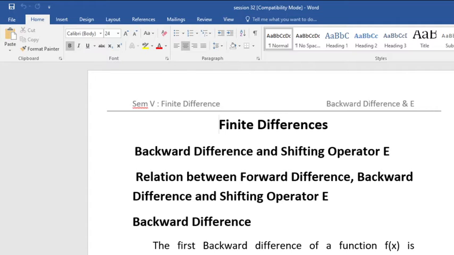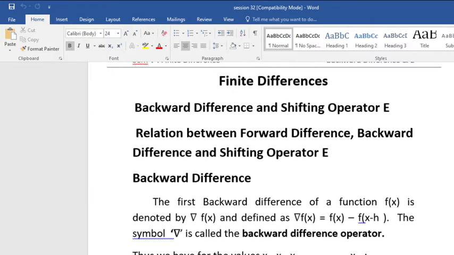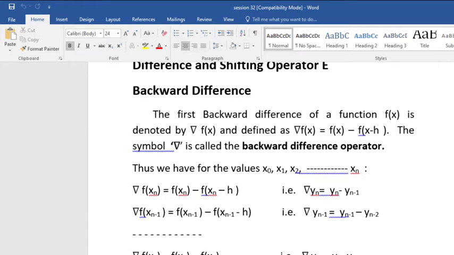So in this video we have a discussion on BSc 5th Sem Paper 2 Numerical Methods, and in this one the third unit, Finite Difference. This is the second session in the finite difference topic. So here we are going to discuss backward difference, shifting operator, the relation between forward differences and backward differences, and shifting operator E. First we shall define what is backward difference.